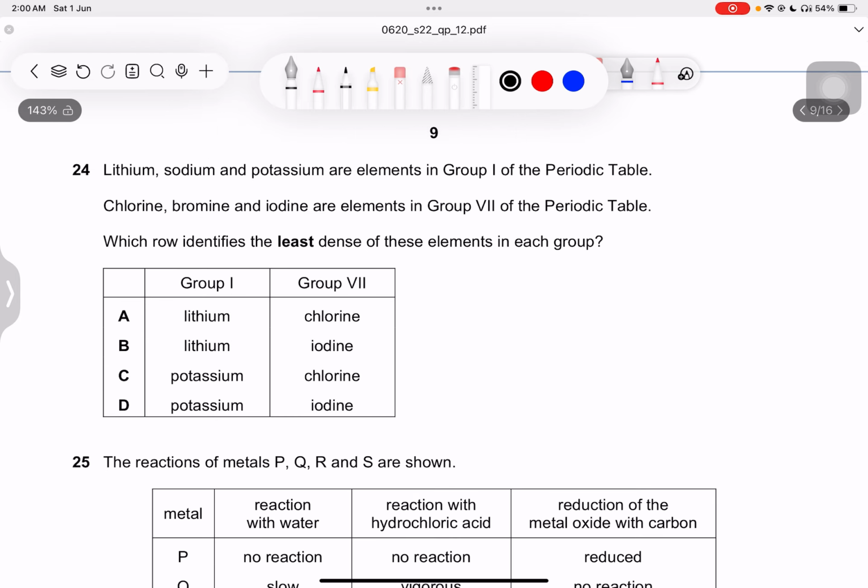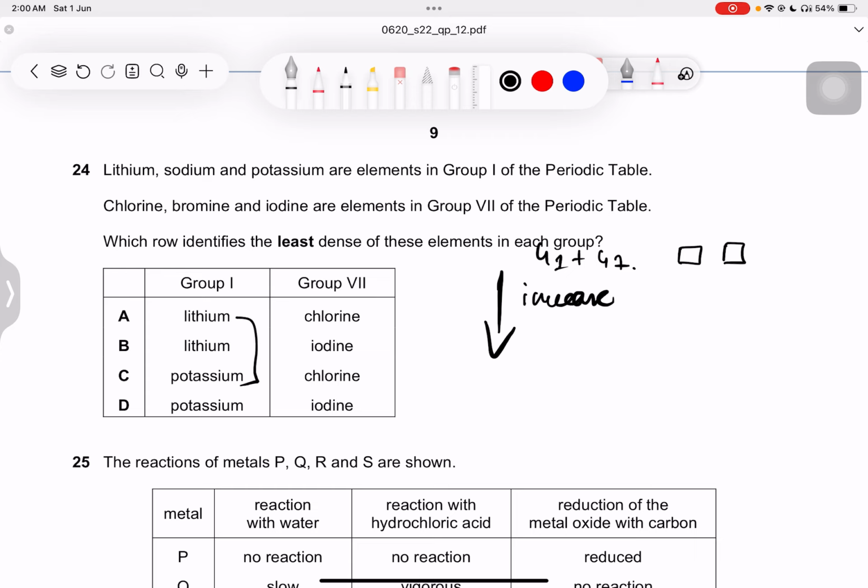Lithium, sodium, and potassium are elements in group 1 of the periodic table. Chlorine, bromine, iodine are elements in group 7 of the periodic table. Which row identifies the least dense of these elements in each group? So density increases down the group in both group 1 and group 7. So the least dense will be the one which is above. So lithium is above potassium, so C and D are incorrect.